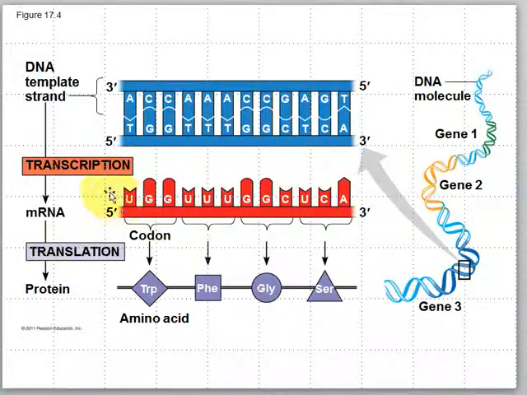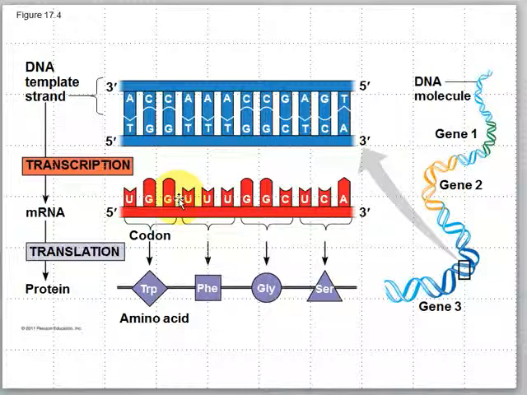Now, this message is made up of 3-letter combinations called codons, triplet codons. So UGG, that codes for a particular amino acid. UUU, that codes for a particular amino acid. GGC codes for a particular amino acid, and on down the line. So that's the process of transcription.